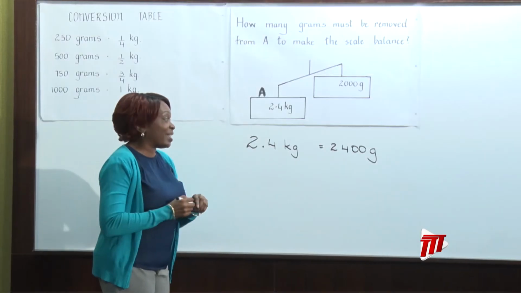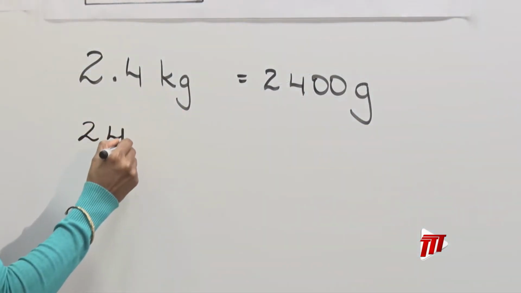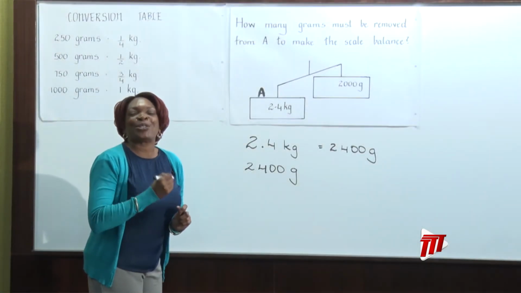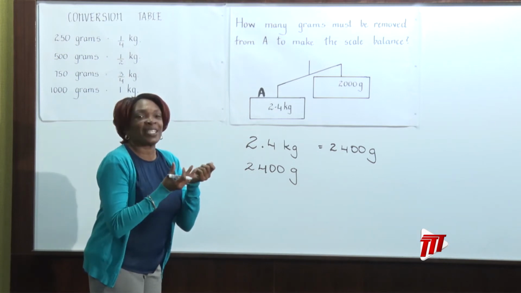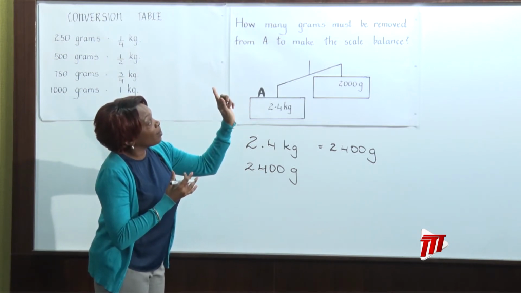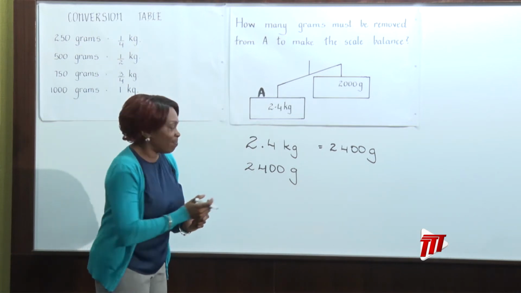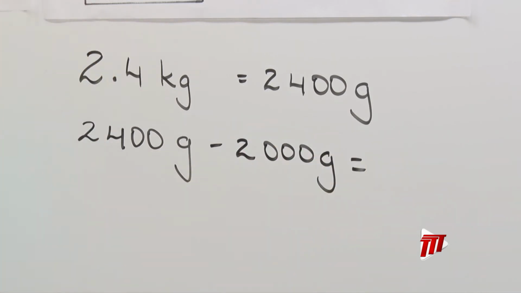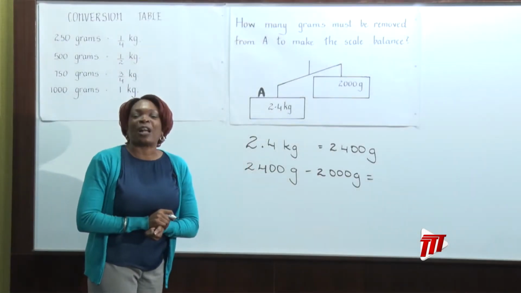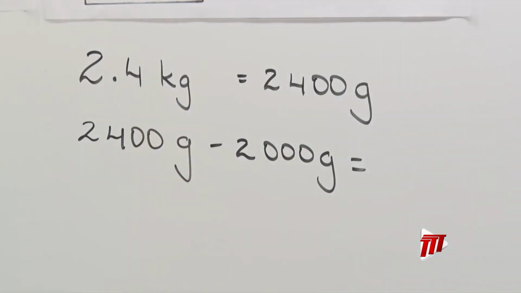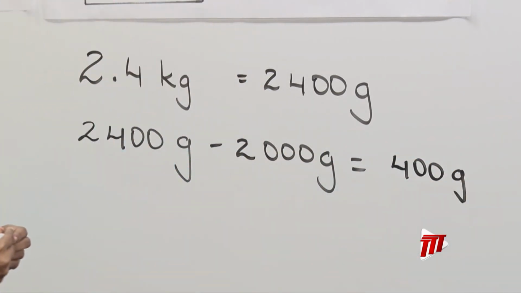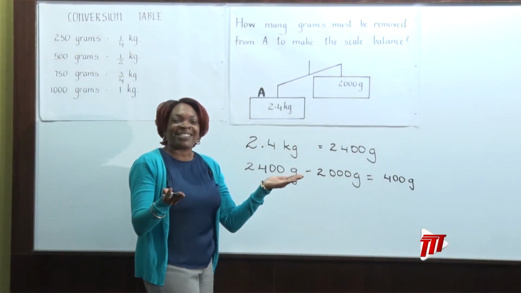Wonderful. So now we can say 2,400 grams, which is A. We can take away 2,000 grams to see what is the difference. Remember, what number of grams must be removed. Let's subtract. And what is the answer now? 2,400 grams, take away 2,000 grams will give us 400 grams. Well done, children. That's the answer there. So 400 grams must be removed for our scale to balance.